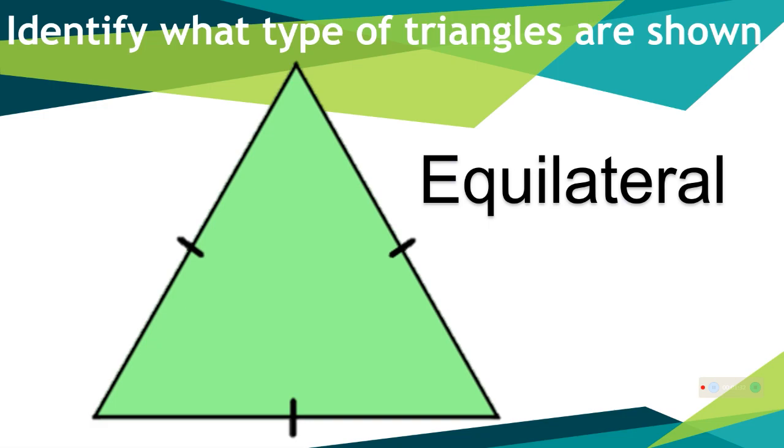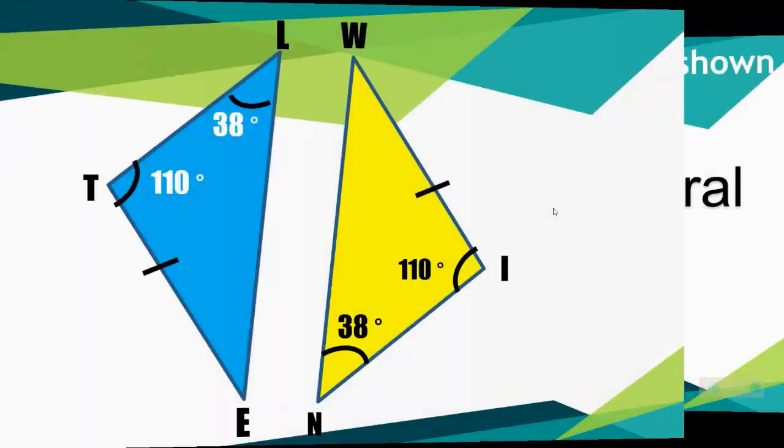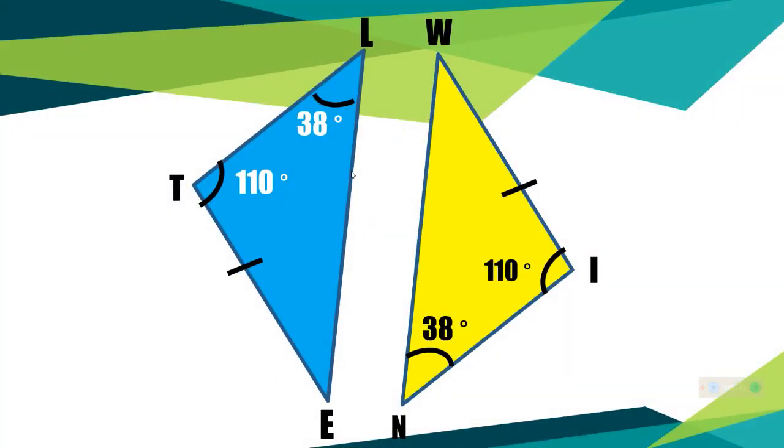Those are the types of triangles, although they are incomplete. So let's have this slide. As you have seen in the figure, only two angles and one side of the two triangles are given with tick marks. We can observe that angle L is congruent to angle N, angle T is congruent to angle I, and segment TE is congruent to segment IW. Can you say that these two triangles are congruent given the given measures?